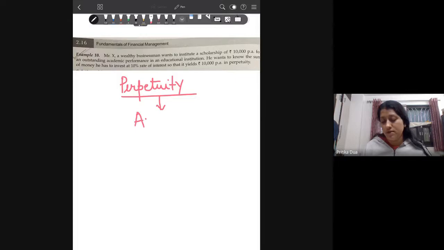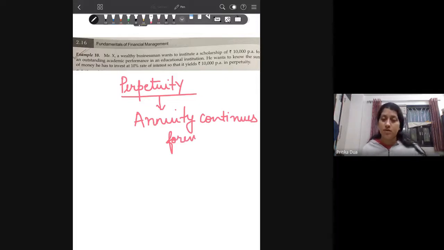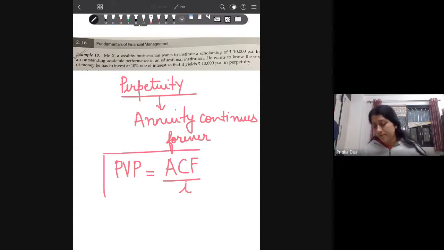So perpetuity is nothing but an annuity that continues forever. Generally in questions you're given an annuity of 5 years, of 6 years, but if there's no time limit to the annuity, then it is perpetuity. The present value of perpetuity is the annual cash flow divided by the rate of interest. So there's a direct formula here to calculate the present value of perpetuity: annual cash flow divided by the rate of interest.